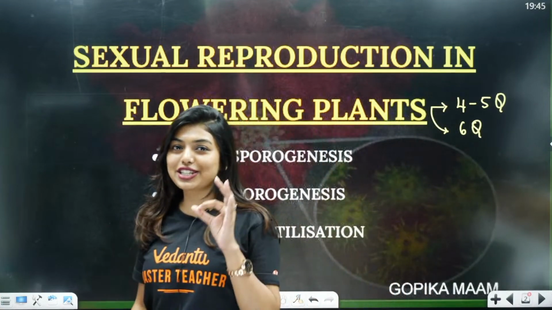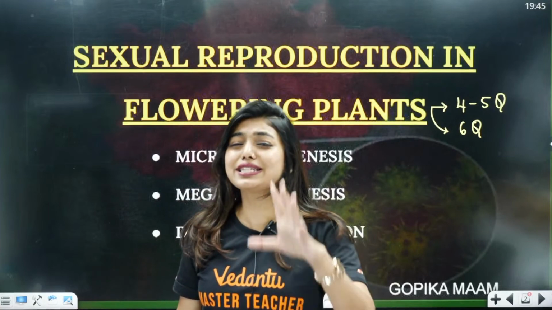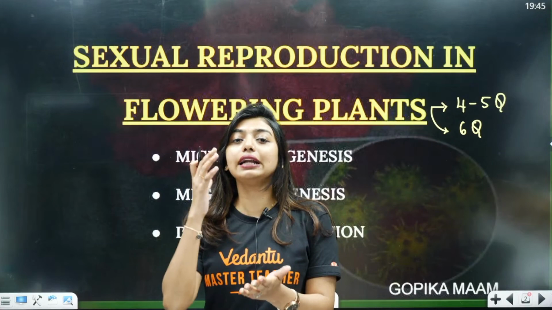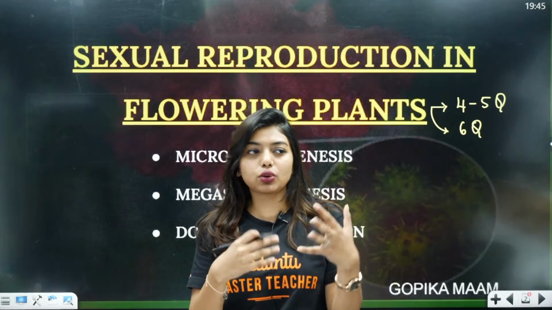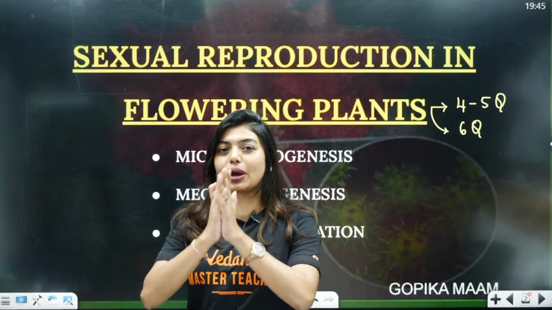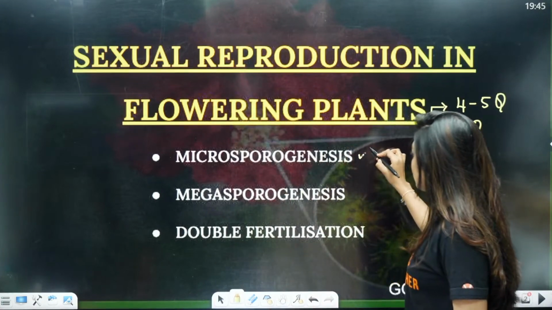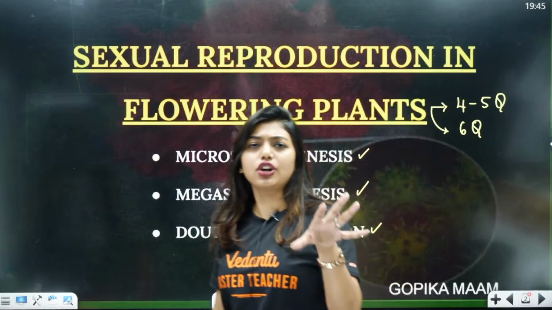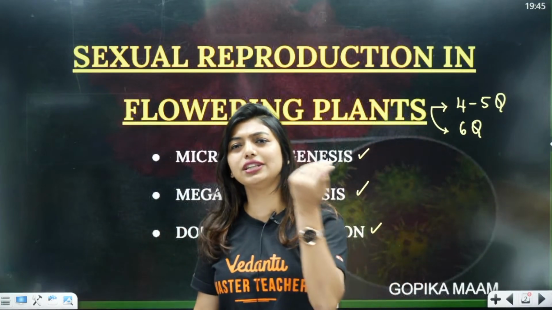So can you skip this chapter? Definitely not. Sexual reproduction in flowering plants is a very important chapter, and I have picked the sections from which most questions keep coming: microsporogenesis, megasporogenesis, and double fertilization. I'll give you an introduction to it. Don't worry, it's an introduction, then a continuation.